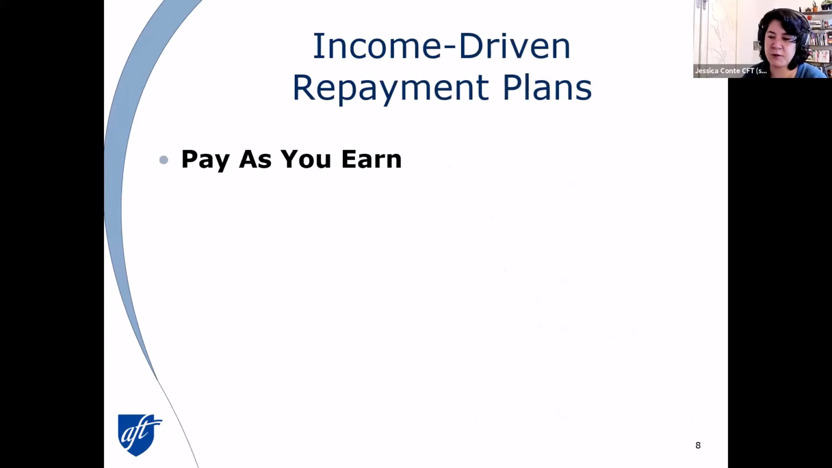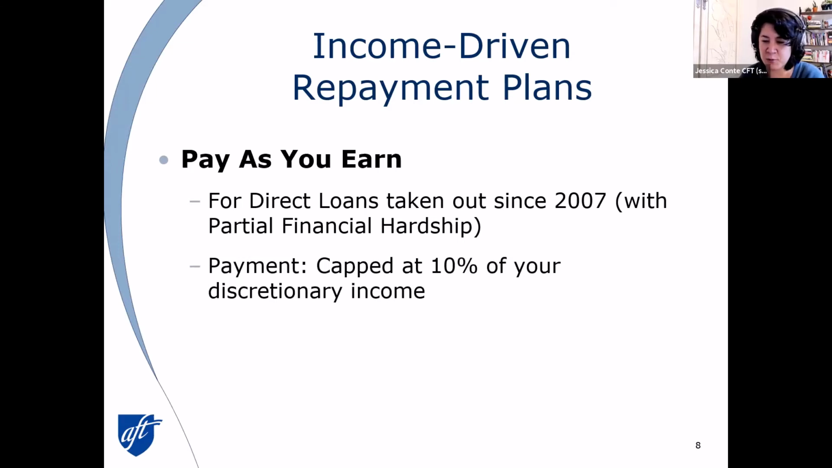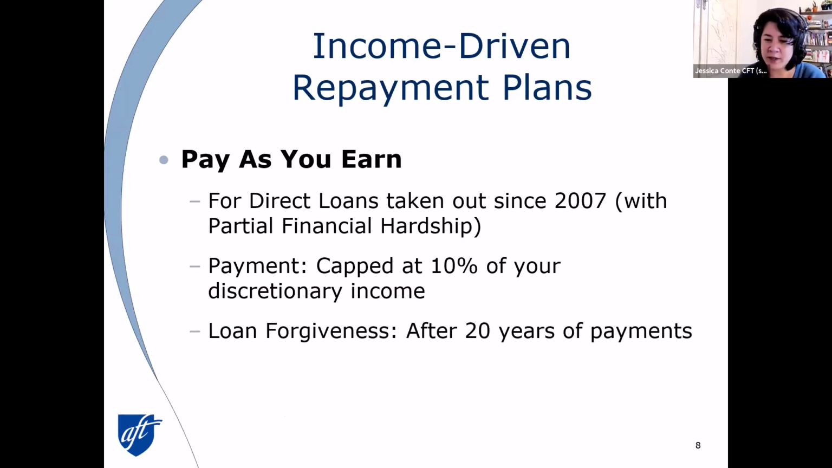This is the most generous repayment plan. It limits what you pay to 10% of your discretionary income. And the most you'll ever pay in this plan is capped at what you would be paying in a 10-year standard repayment plan. So this means that even if your salary increases a lot while you are still in repayment, there's a limit to how high the monthly payments will go. To be eligible for this plan, you must have taken out your first federal loan on or after October 1st, 2007, and have received a loan disbursement on or after October 1st, 2011. And your loans need to be direct loans. After 20 years of payments, any remaining balance is canceled.